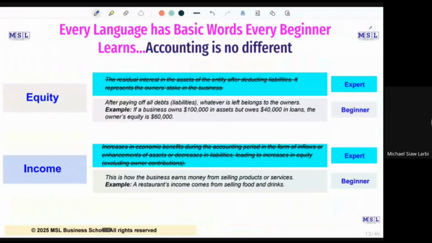Let's now come to equity. What is equity? Basically, after you pay off all your debts or your liabilities, whatever is left will belong to the owners. So we have something called the accounting equation. When you take your assets and you subtract your liabilities, whatever is left is equity. So like I said here, if a business owns $100,000 in assets, but it owes $40,000 in loans, and that is the only liability they have, then their equity is $60,000. So we would say it's the residual interest in your assets after taking out liabilities.